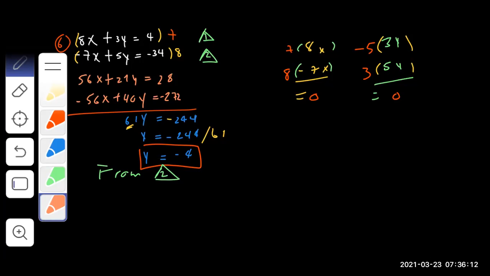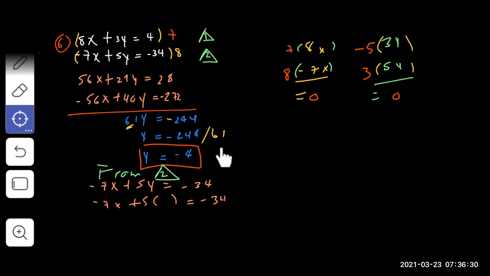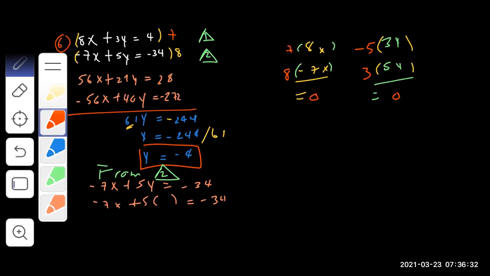The second equation is -7x plus 5y equals -34. Let me substitute, 5 times y in parentheses, equals -34. What is the value for y, guys, that I can substitute? Negative 4. And then -7x. What is this equal to, guys? 5 times -4, negative 20. Equals -34. X must be alone.